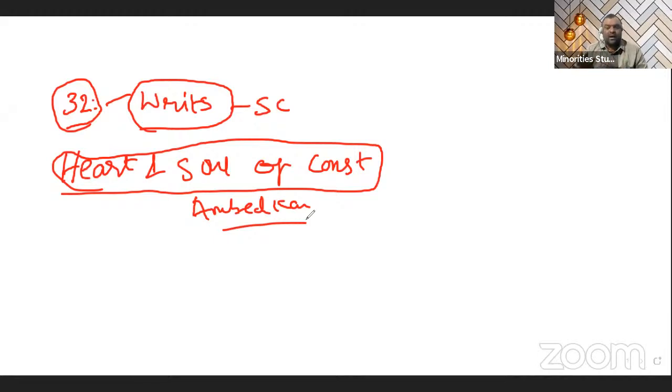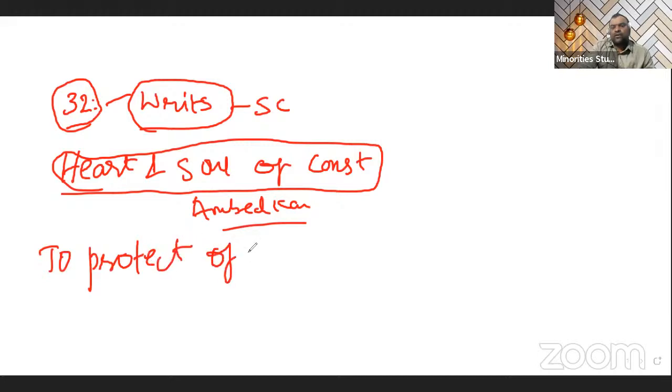But there is a difference between the High Court and Supreme Court writs. We'll discuss that in the High Court articles. But here, try to understand that issuing of writs by the Supreme Court is very, very important. That's the reason the main function of the Supreme Court is to protect the fundamental rights of citizens. Try to remember this one.